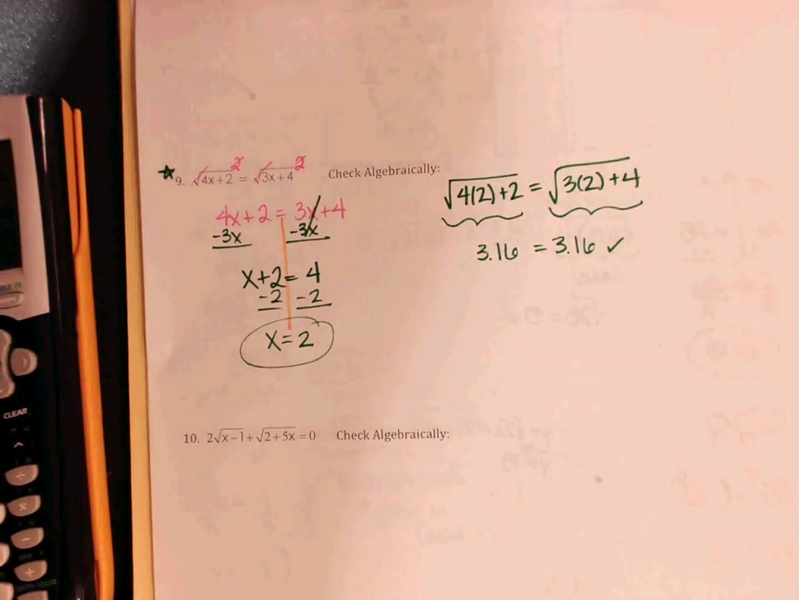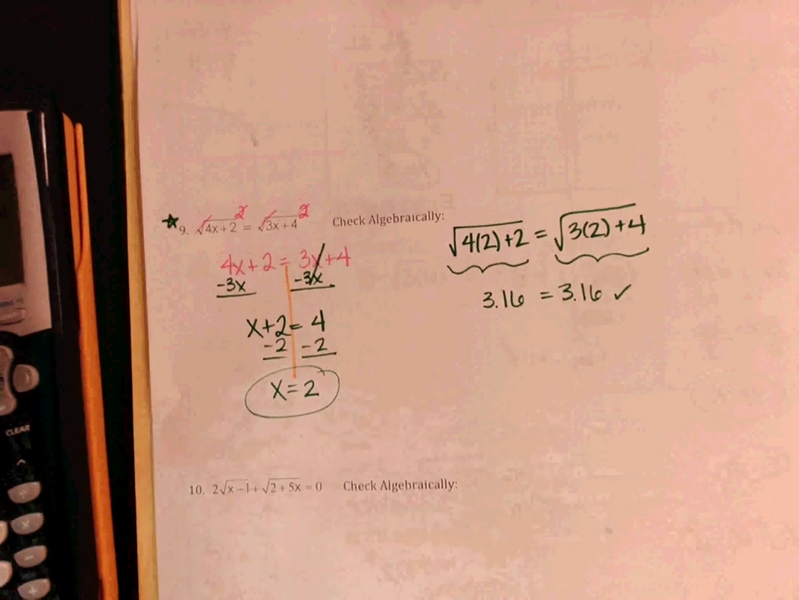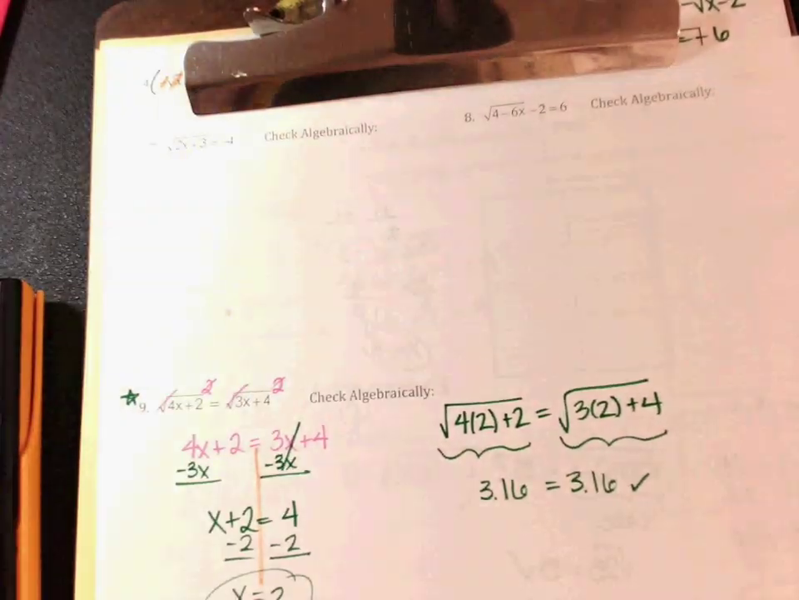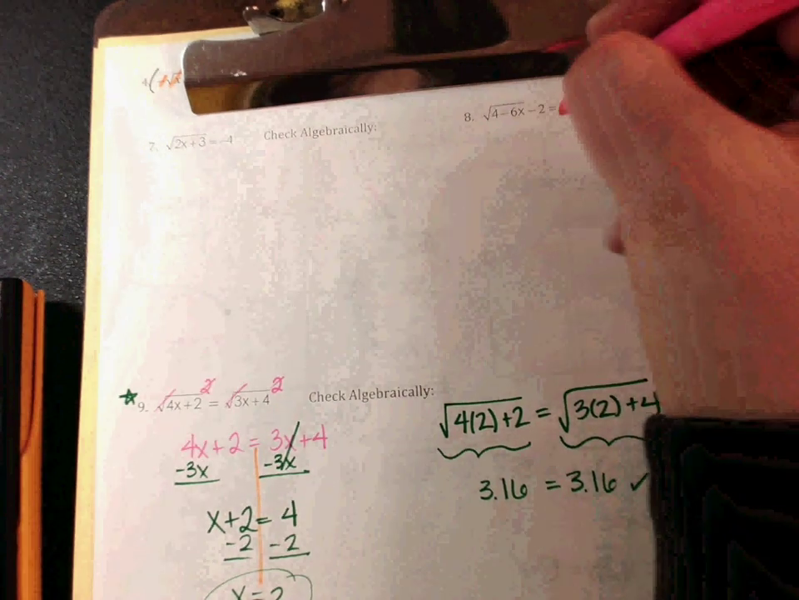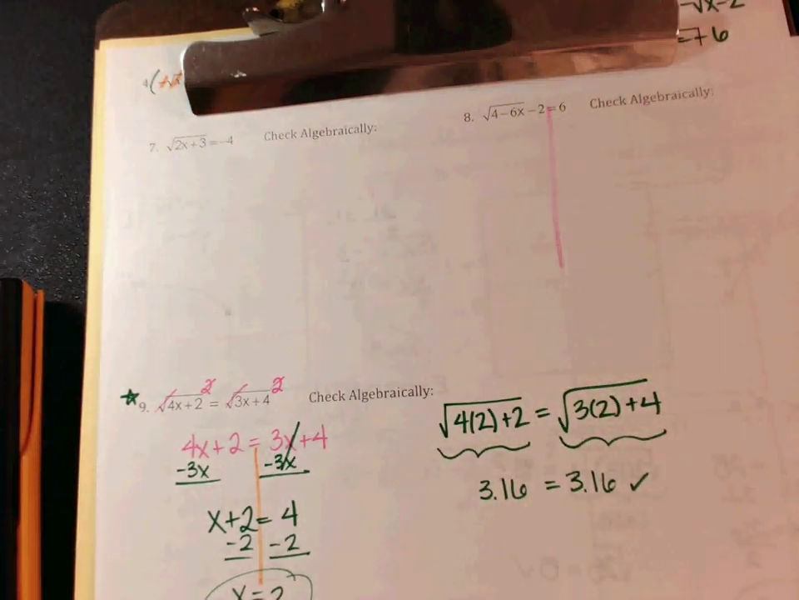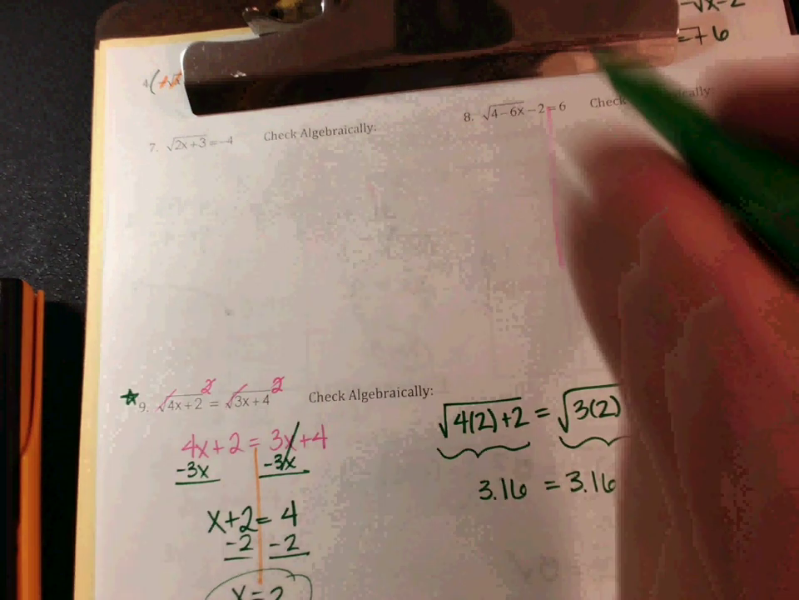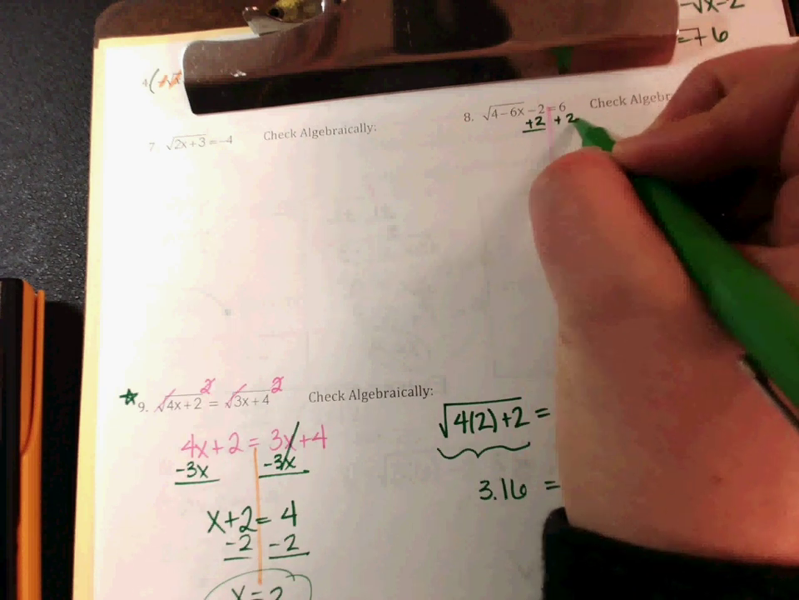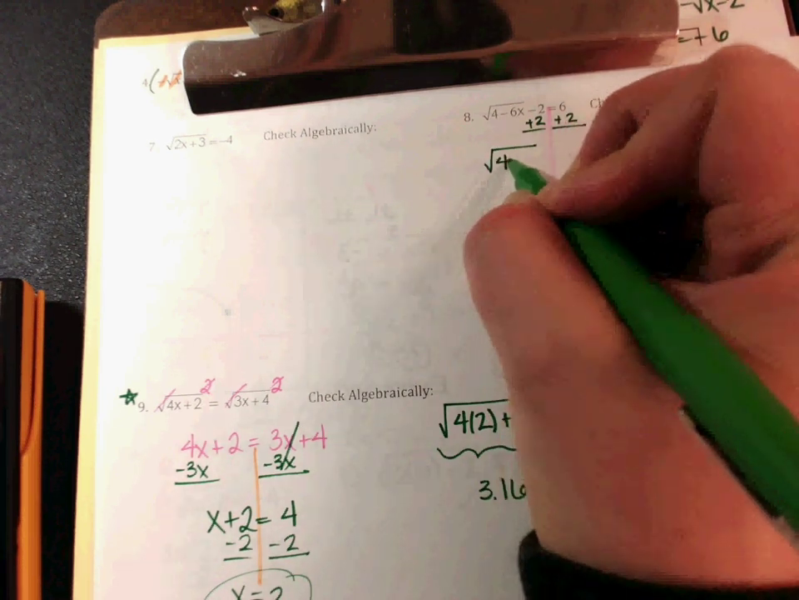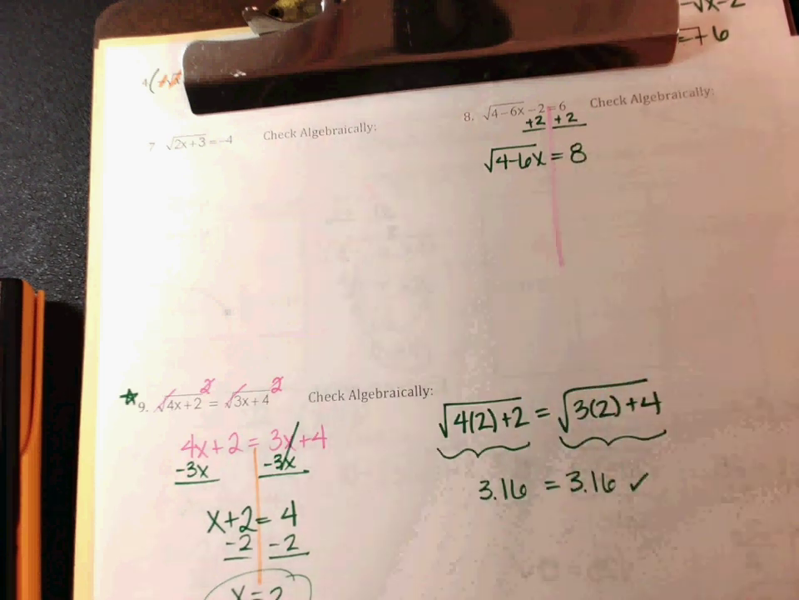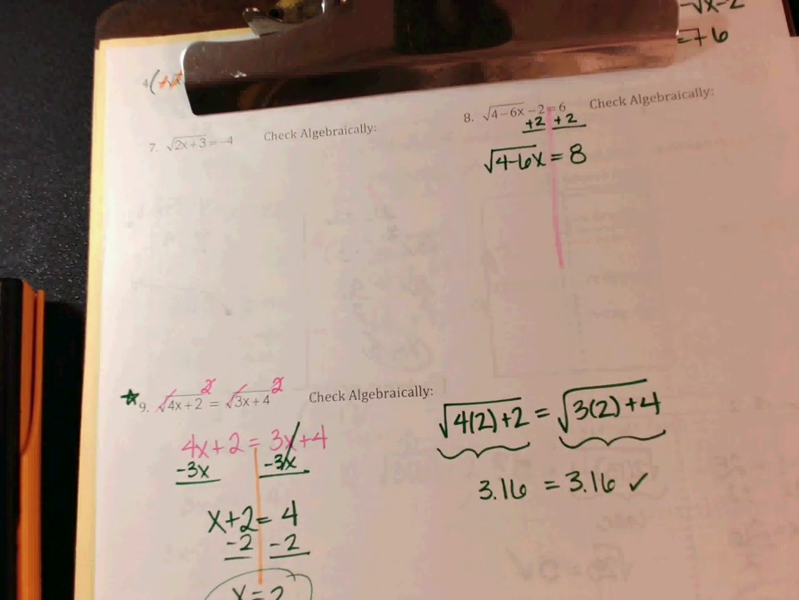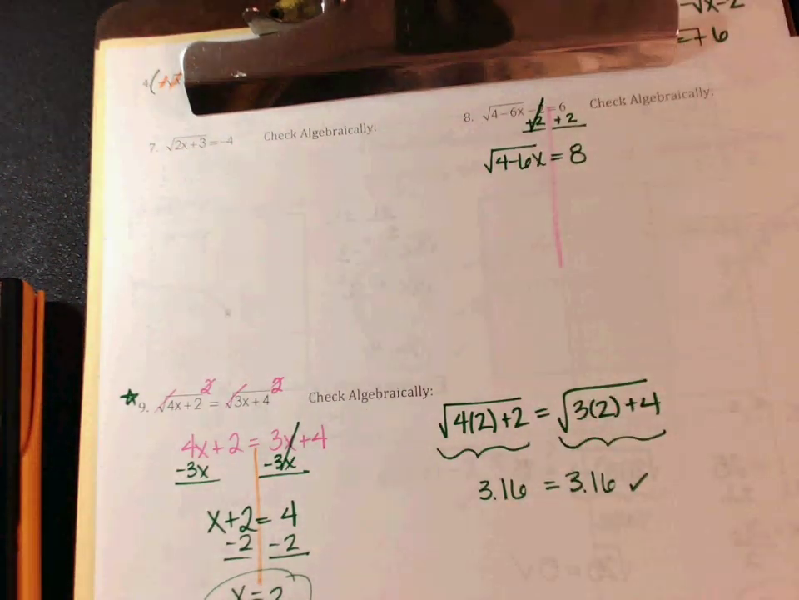Number 8, still on your homework. Can I square right away? No, what do you do first? Good. So what is 6 plus 2? 8. So you have this. We're doing number 8, right above the one we just did. Then from there, my negative 2 is gone. Now can I square? Yes.